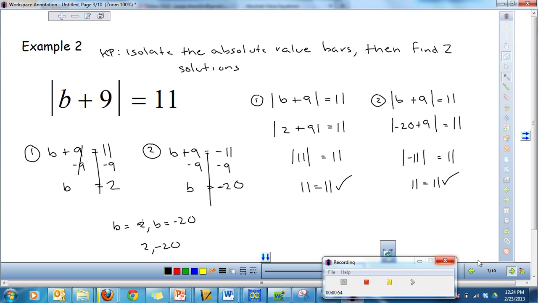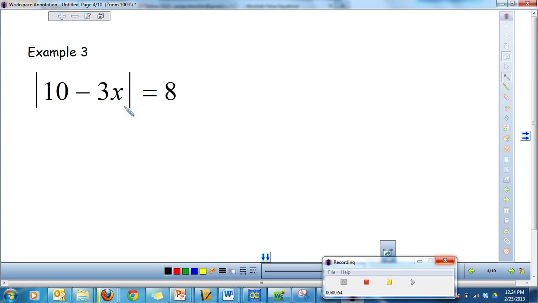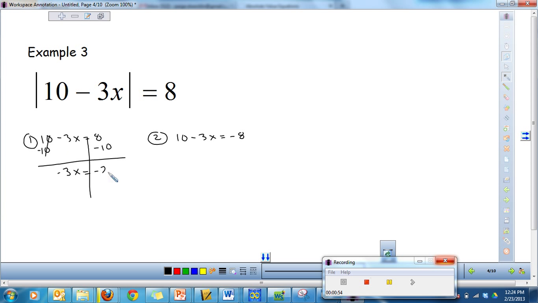Let's do another example. I have the absolute value of 10 minus 3x equals 8. Again, I want to look, okay, do I have any operations going on the outside? No, so I can go ahead and take my two solutions. So one is going to be 10 minus 3x equals 8, and the second will be 10 minus 3x equals negative 8. I'm going to go ahead and solve. I'm going to subtract 10 from both sides. These cancel out. I'm left with negative 3x equals negative 2.